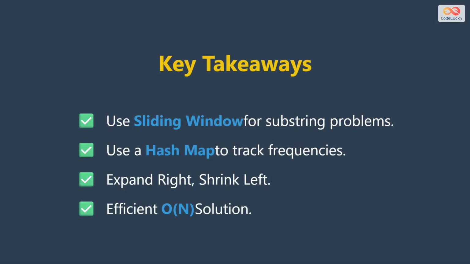To summarize, whenever you see a problem asking for the longest substring satisfying a condition, think of the sliding window pattern. Using a hash map allows us to efficiently track the state of our window. This transforms a slow brute force solution into an optimal linear time algorithm.